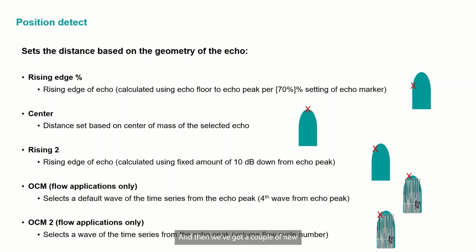And then we've got a couple of new options in the LT500 for OCM applications only. The OCM, which selects a default wave of the time series from the echo peak, and it's the 4th wave. So as you can see, the actual frequency of the sensor, what we have inlaid in the echo profile, which you'll never see in a profile, but that's all internal to the device. We're using the wave to make our selection. And then OCM2 is a customer selectable wave within the profile. Anywhere from 0 to 50 will select the specific cycle number from the profile peak.